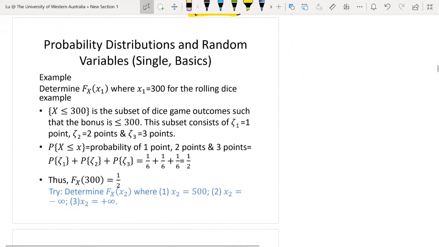Okay, let's move on. A short example. Actually, we have already explained this example by using that table in the previous slide. So now you just skip it and move on to the next part.